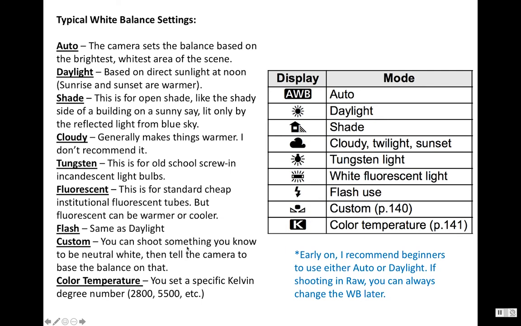Custom is where you can shoot something that you know to be bright white, let's say a white piece of paper, anything else that you trust to be a neutral white. And then you can tell the camera when you're in this mode to use that image to create a custom white balance based on that. Color temperature setting is where you can get in and set a specific Kelvin degree number. Kelvin degrees are a way of rating different color light sources. So if you happen to know that you're shooting under a light source that has 3850 Kelvin color temperature, you can set that specifically.